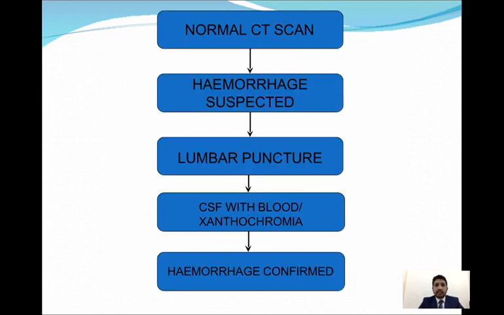Then there are some cases in which CT scan is normal, but you clinically suspect that this might be a hemorrhage, like subarachnoid hemorrhage, which sometimes does not show up on CT scan. So the next investigation in line is lumbar puncture. You do a lumbar puncture and look for xanthochromia. If xanthochromia is positive, hemorrhage is confirmed. Xanthochromia is a degradation product of RBCs.